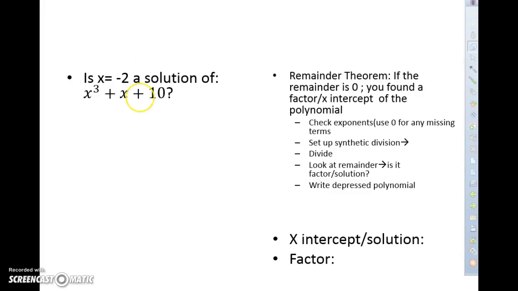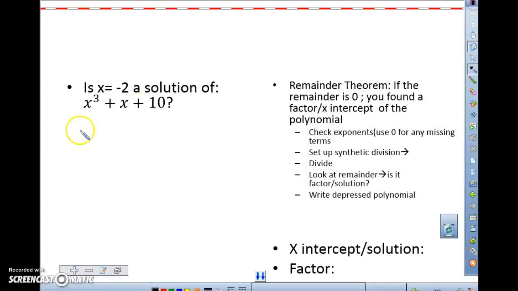Okay, so we're going to do synthetic division. However, for practice, what goes in the box? -2. Thank you, Morgan. How come I didn't change it? Very good. Very good. You're killing it. That's awesome.